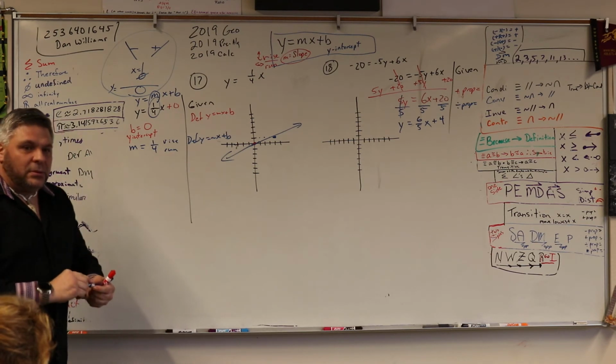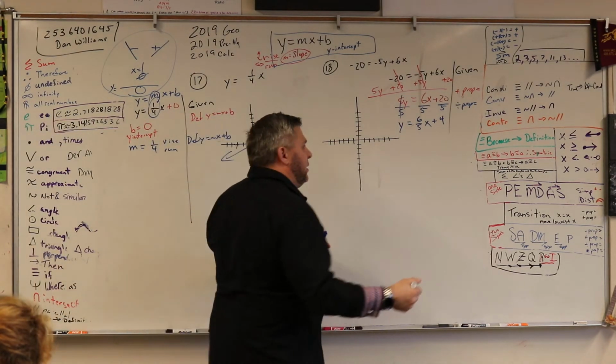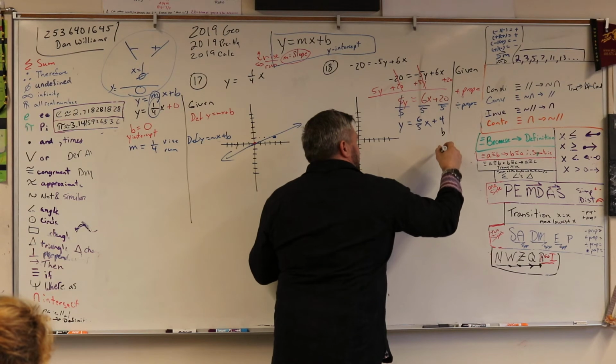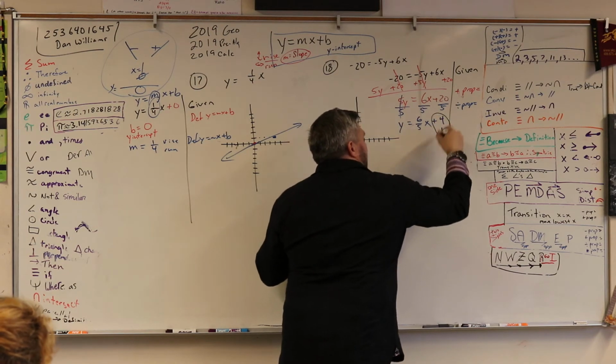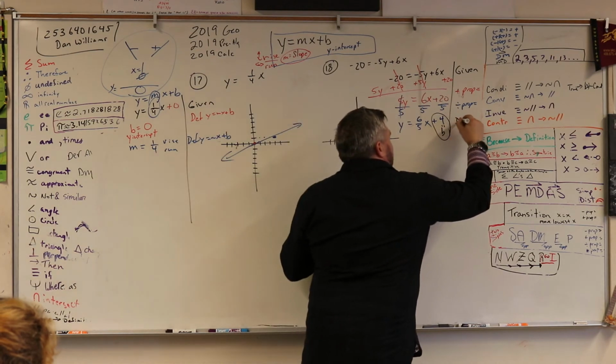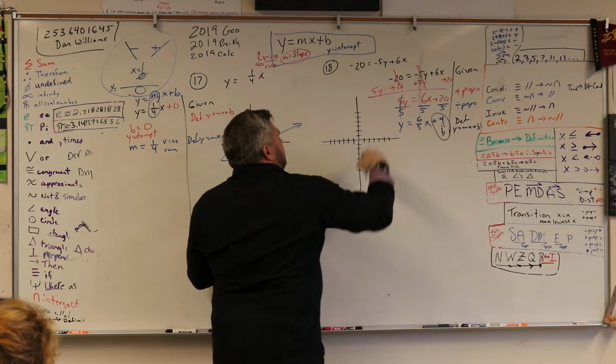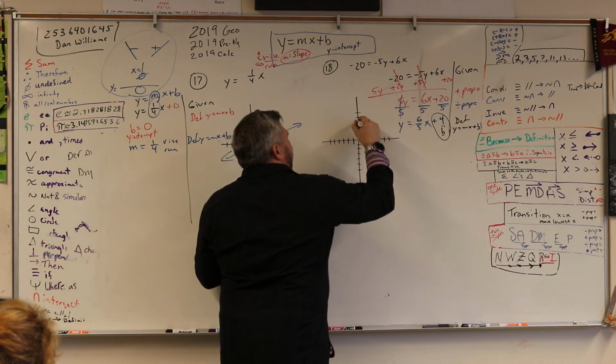It's that simple. What's my b? That's my starting point. What's my b? 4. Good. Alright, so b equals 4. That's my y-intercept, right? So definition of y equals mx plus b. So that's 4, 1, 2, 3, 4.